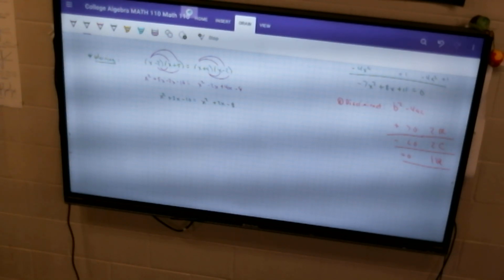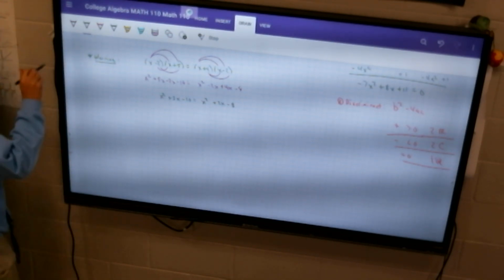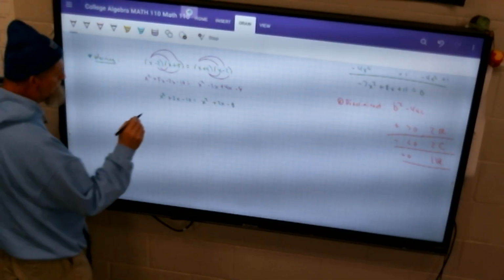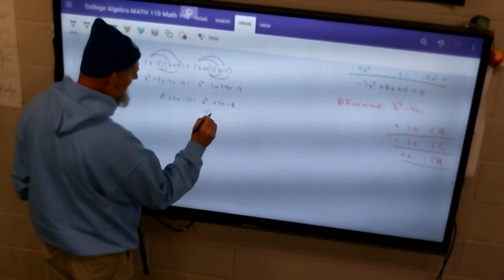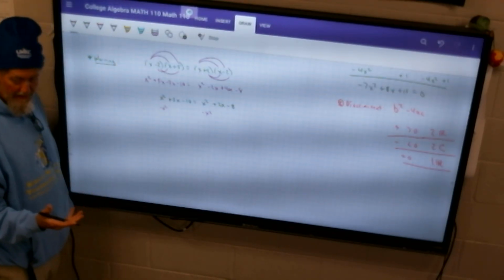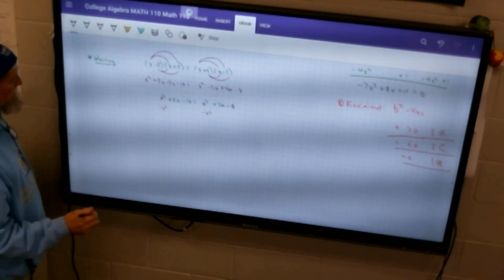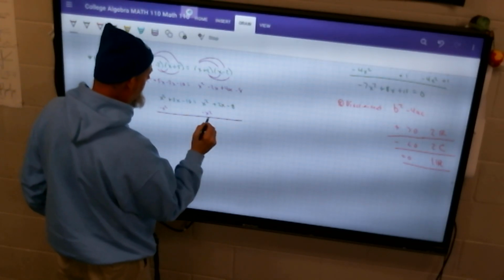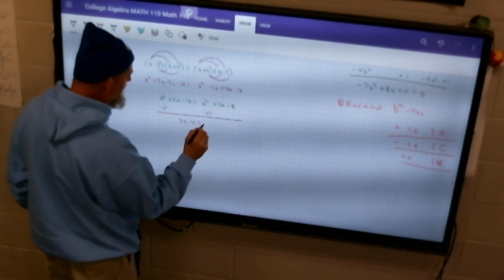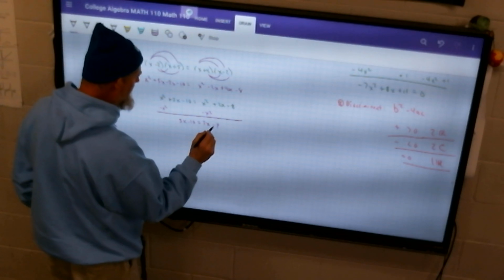Okay, so I have x squared plus 3x minus 10 and x squared plus 2x minus 8. And what do you notice is on both sides? X squared. I have an x squared. So if I subtract x squared on this side, and I subtract x squared on this side, notice I'm not dividing. We don't want to divide. But if I subtract, I'm left with 3x minus 10 equals 2x minus 8.